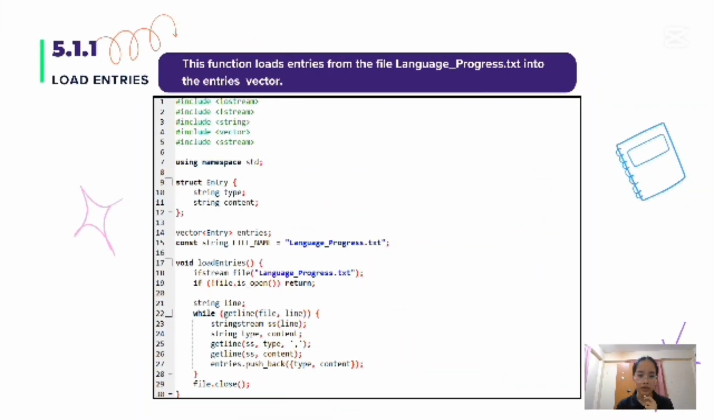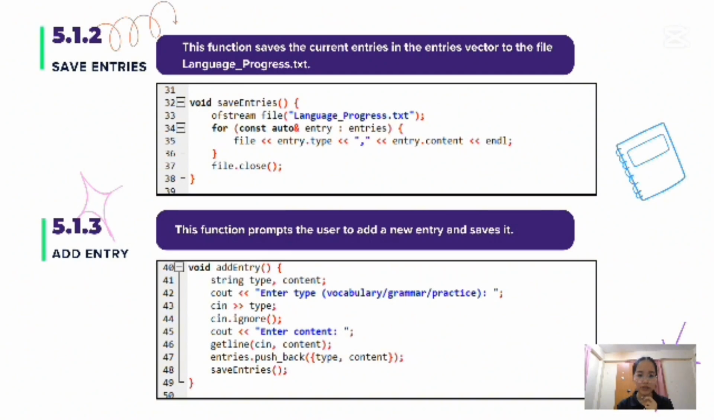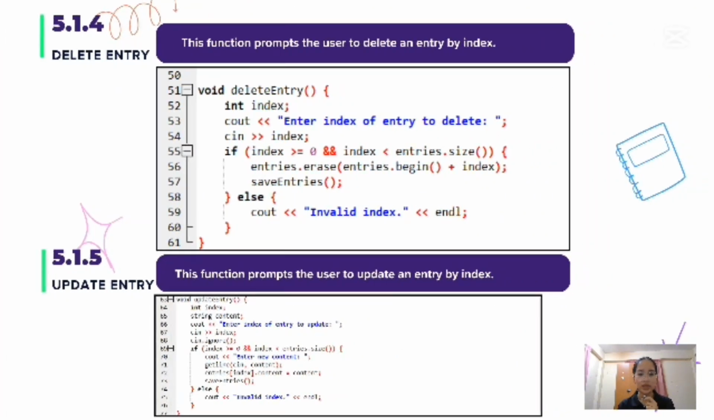Load entry: this function loads entries from the file language progress text into the entry vector. Save entry: this function saves the current entries in the entry vector to the file language progress text. Add entry: this function prompts the user to add a new entry and saves it. Delete entry: this function prompts the user to delete an entry by index.